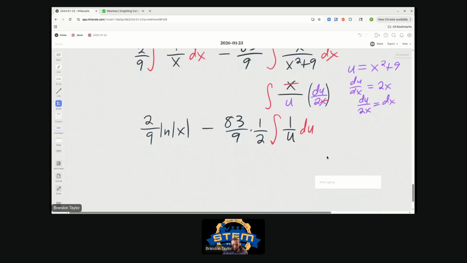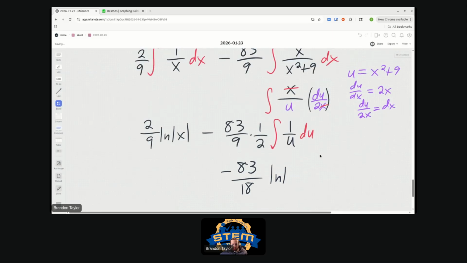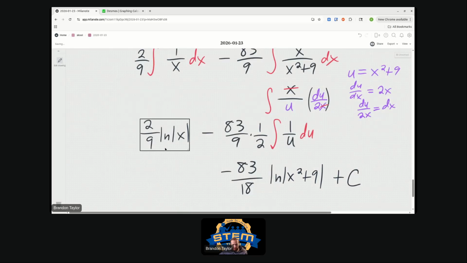We can solve that, no problem. That's just natural log. So here, this will be negative 83. 83 is not divisible by 2, so we can't really simplify that. So I'll just say over 18. And then this will be natural log of u. What's u? Remember we said x squared plus 9. And then we need the plus c, remember? So there you go. That's that one.